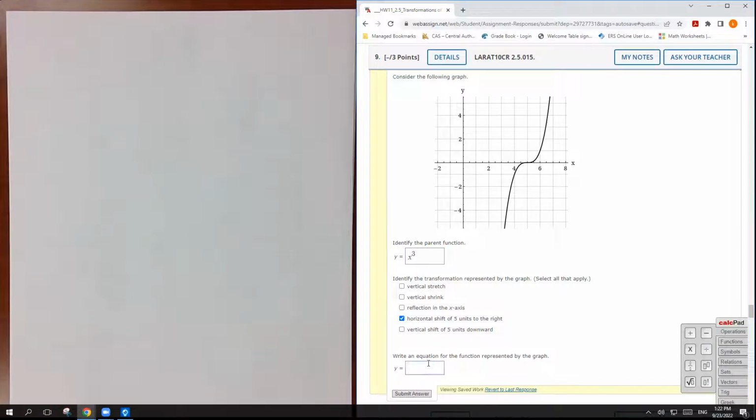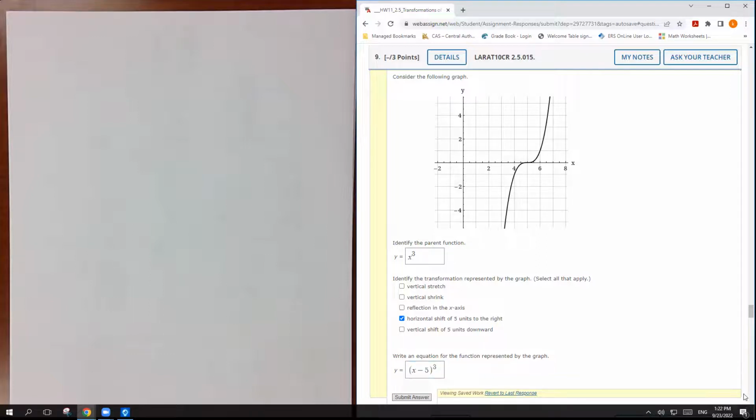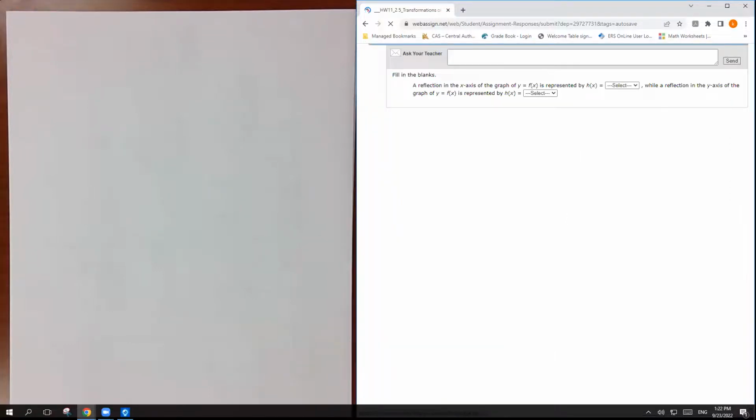That means you're going to type here a new function, which is x, not x, because it's a horizontal shift to the right. So I'm going to open parentheses and say x to the right. That means x minus 5. And don't forget the cube. It's cubed. That's it for this one. Do we have to submit? That's it for this example. Let's check the next one.